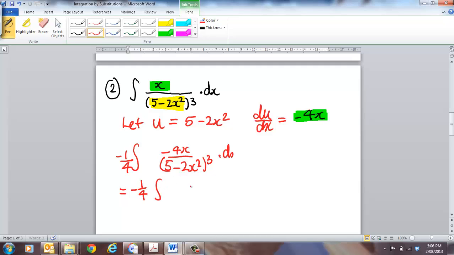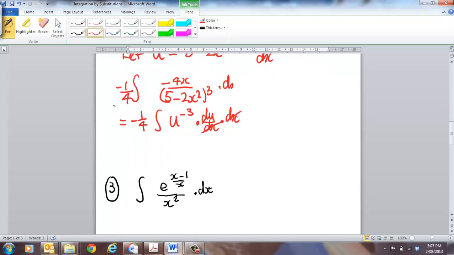The integral of simply u to the power of minus 3 times du dx times dx. Right, so I can cancel my x's out. Now, at this particular stage, I think I might just go straight and do the derivative. And so that's going to be minus 1 over 4. Now, in terms of adding the power, so that's going to be u to the power of minus 3 plus 1, so that's going to be u to the minus 2 all over 2 minus 2, and then plus c.